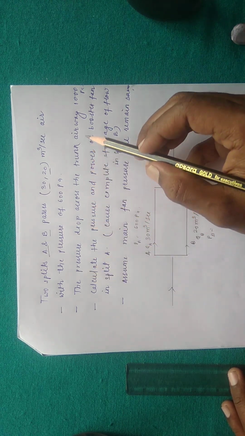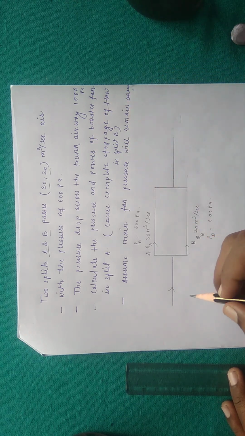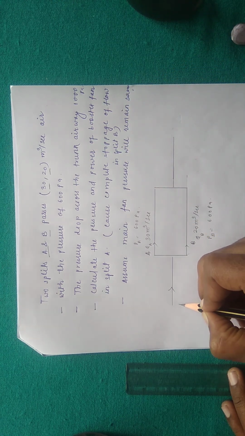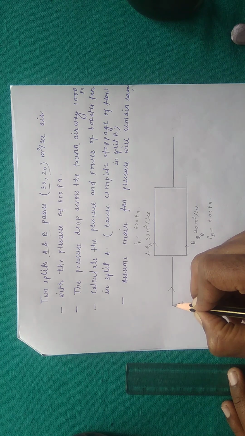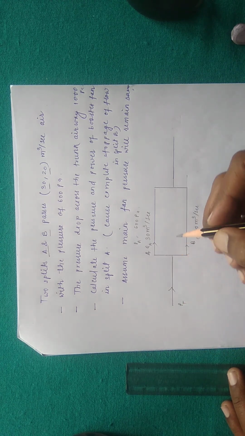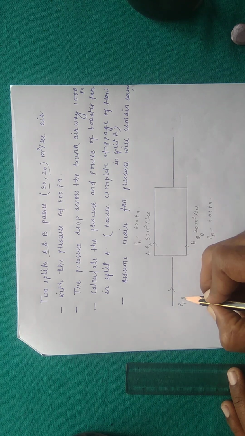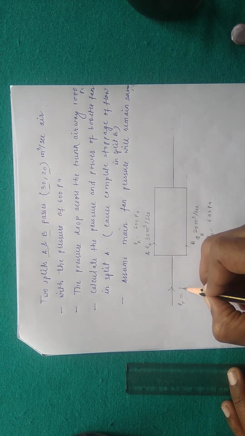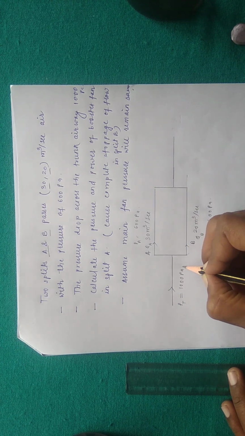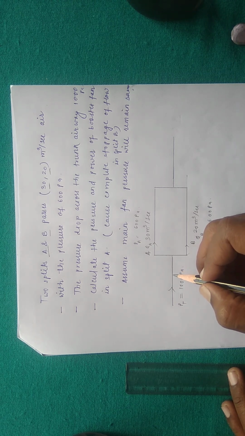Also the given data is here. The pressure drop across the trunk airway is 1000 pascal. This is the trunk airway. In this figure it is drawn as the trunk airway, and the pressure drop across the trunk is 1000 pascal.